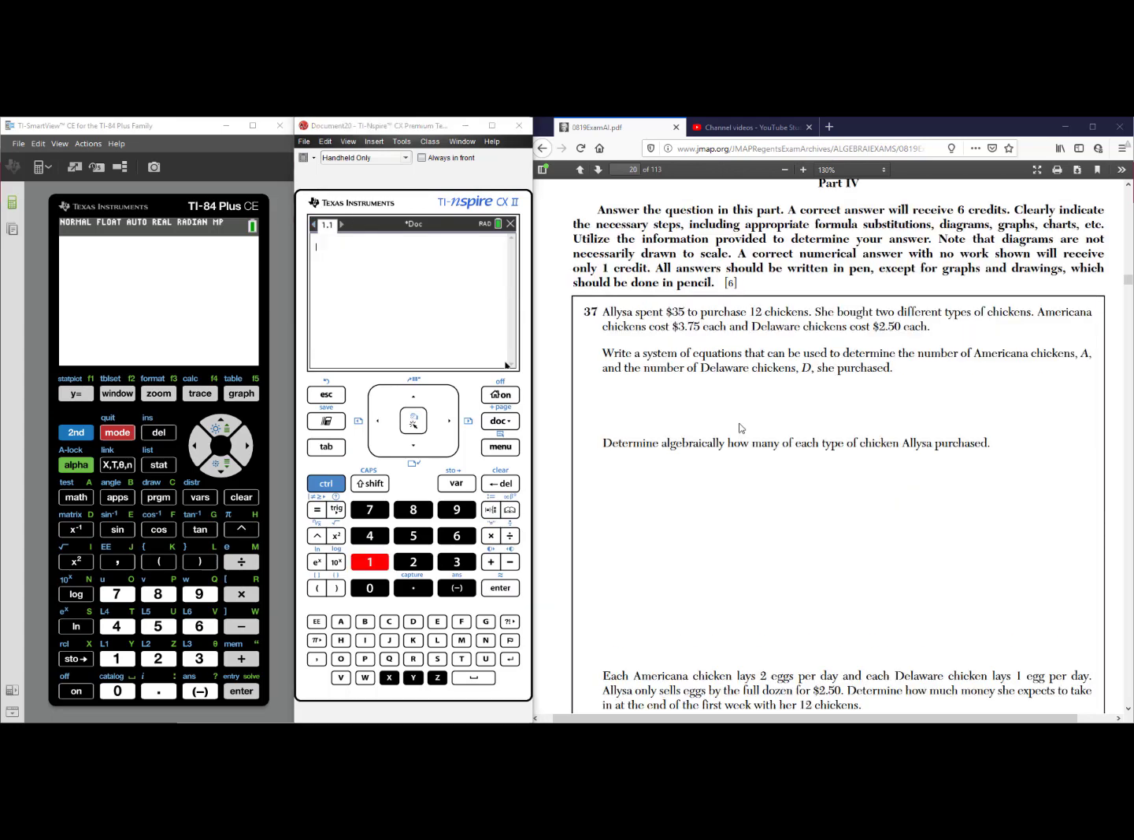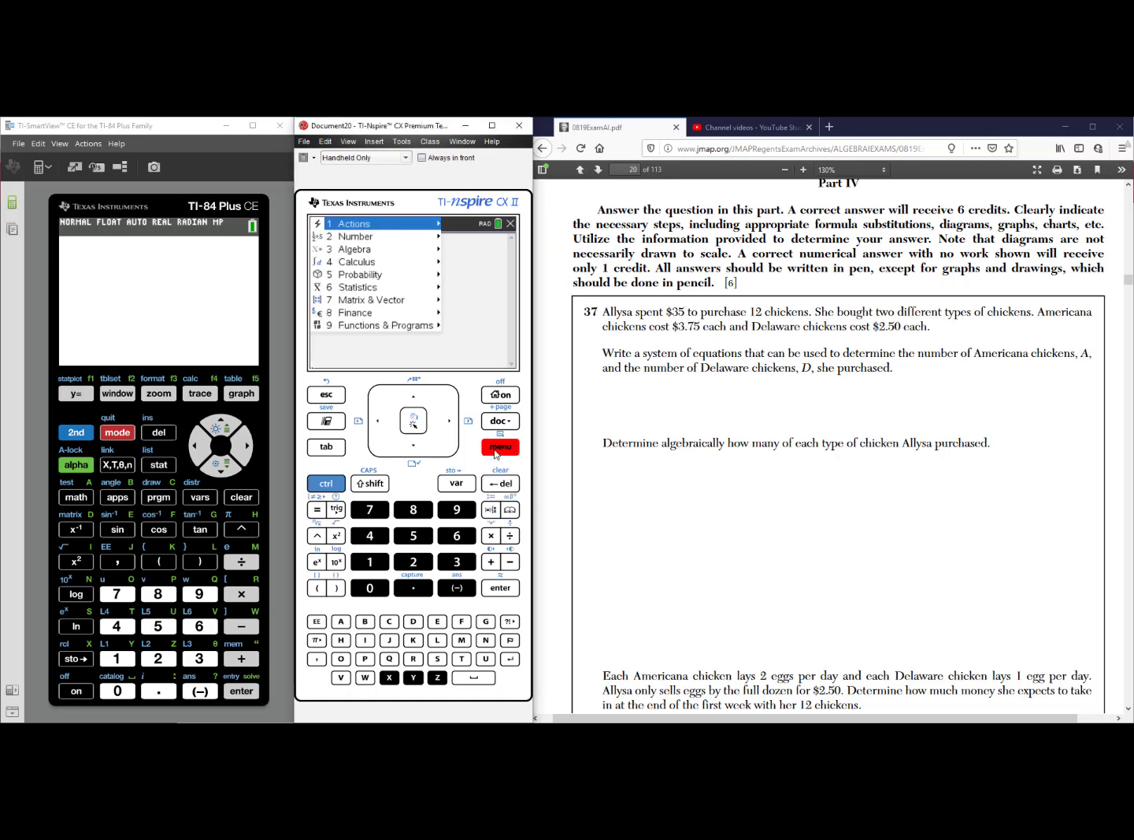For number 37, you're setting up a system of linear equations. There are 12 chickens in total. X plus Y equals 12. And we know the cost of each chicken and the total dollar amount spent. So 375X plus 250Y equals 35.